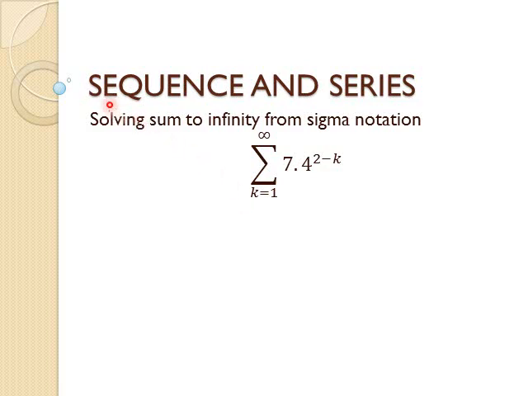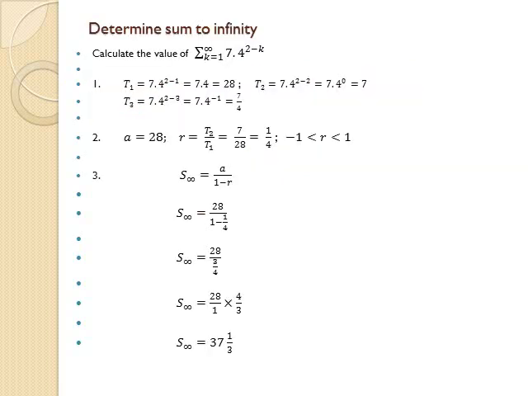Right, lesson number 18, sequence and series. We'll be solving sum to infinity when it's given in sigma notation, right? So there, k equals 1, and at the top there's an infinity sign, for 7 times 4 to the power 2 minus k. Number 1: determine the sum to infinity. Calculate the value. k goes from 1 to infinity, and I have 7 times 4 to the power 2 minus k.